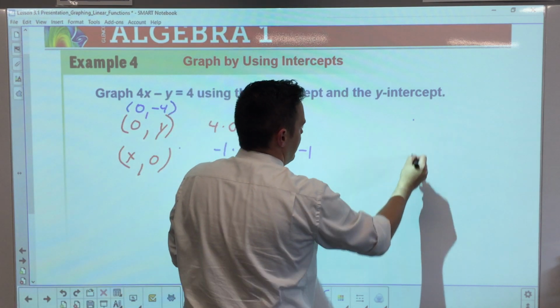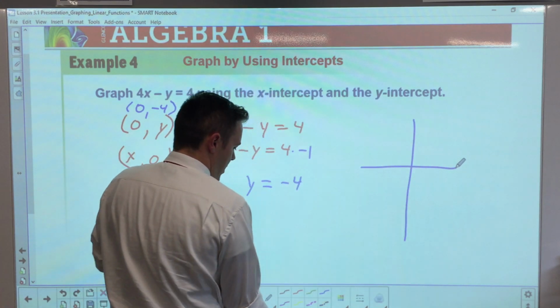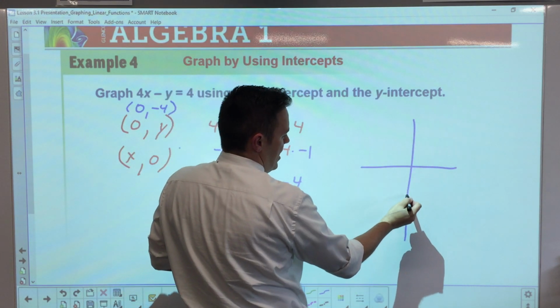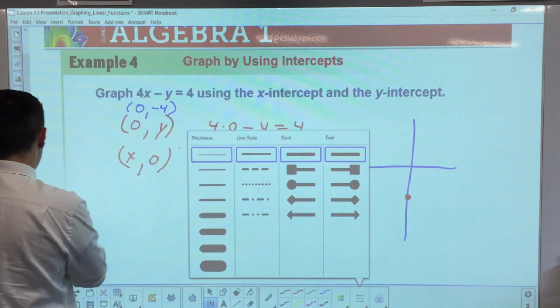So if we were to have a graph, we would plot a point down at -4, right there. Okay, so there's one particular point. All right, let's work on the other one.